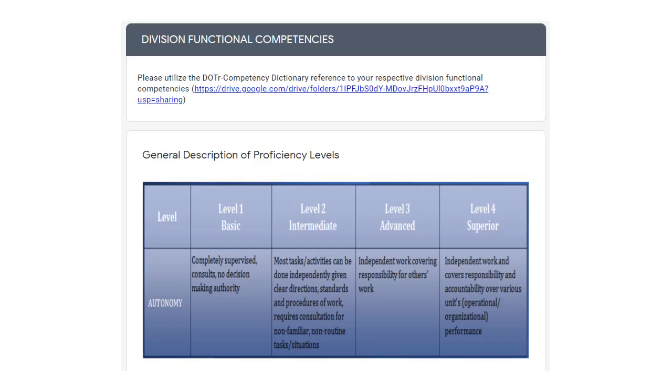At the DOTR, we have these proficiency levels or standards. We have level 1 called basic, level 2 intermediate, level 3 advanced, and level 4 superior. So when you rate an item, we need to indicate the appropriate level of competency. So our measurement is standardized.